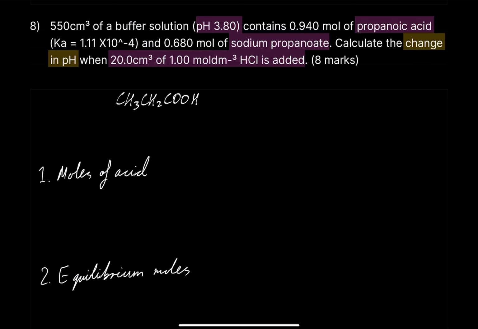So our two equilibrium equations are going to be the dissociation of propanoic acid into propanoate ions plus H plus, and then you have our salt, which is sodium propanoate.